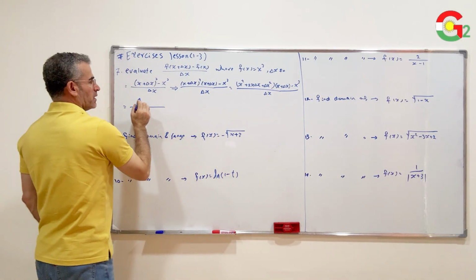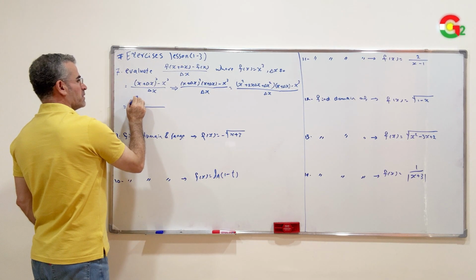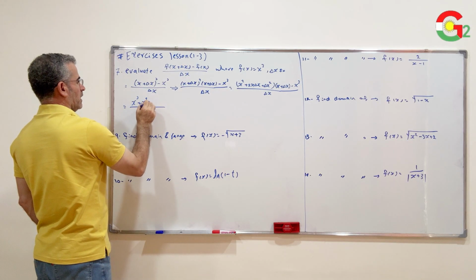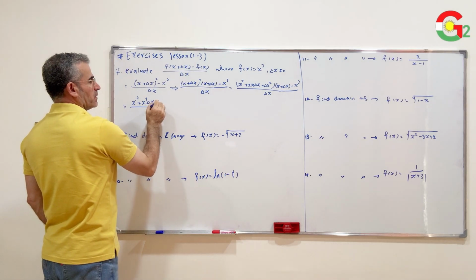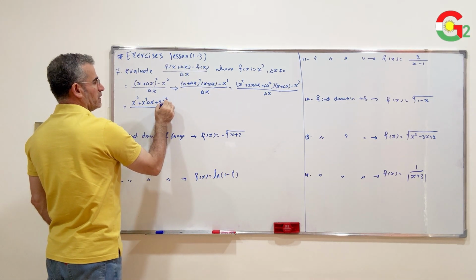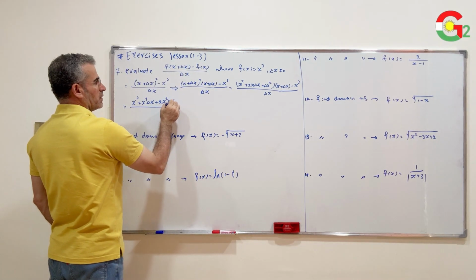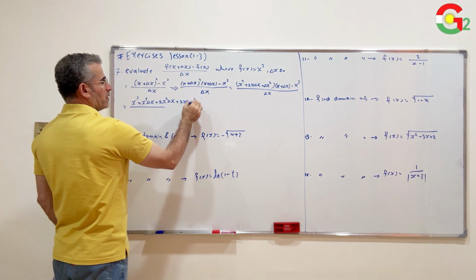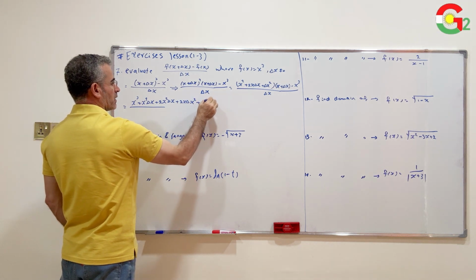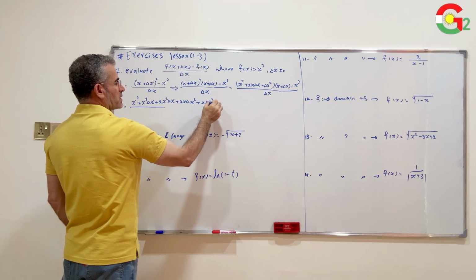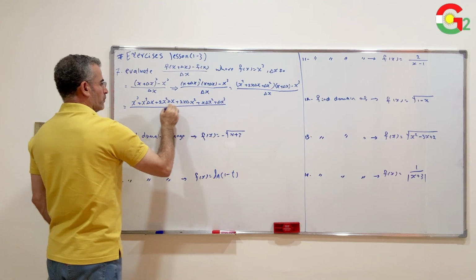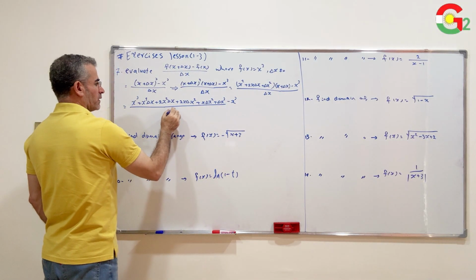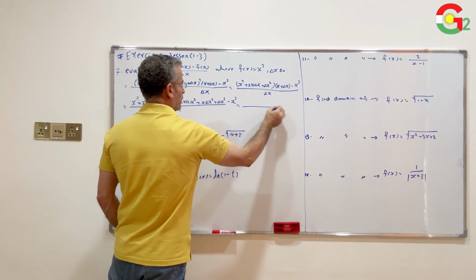Open these two brackets: x squared times x gives x cubed, plus x squared delta x, plus 2x squared delta x, plus 2x delta x squared, plus x delta x squared, plus delta x cubed, minus x cubed, over delta x. Simplify.